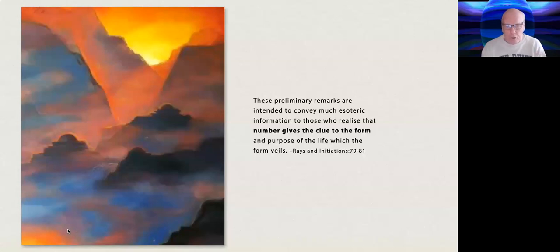Okay, number also gives the clue, we're here told, to the purpose of the life which the form veils. A purpose which we might assume is best served by an aligned numerical quality of the form, right? So they're going to be in concert. In other words, the purpose is going to draw to itself an appropriate form that is numerically expressive of that purpose. So how does number determine the purpose of the indweller?